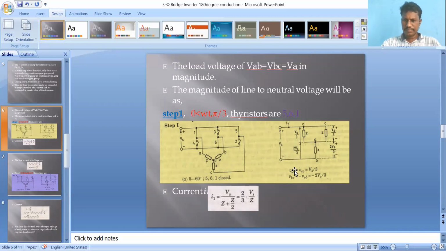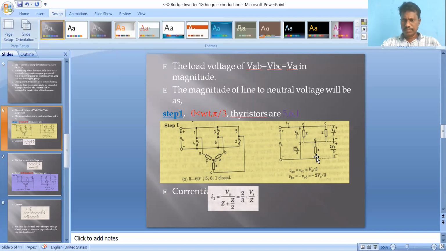So first calculate phase voltage VA0 and VC0, where VA0 is equal to VC0 and VB0 is a negative. By applying the current divider rule, we calculate VA0 equal to VC0 equal to Vs into Z into Z by Z plus Z, so Z square by 2Z, so we are getting Z by 2. So Z by 2 by Z by 2 plus Z, we are getting Vs by 3.